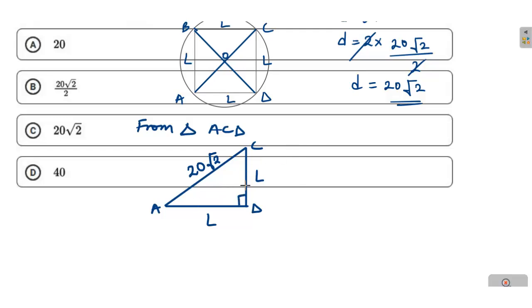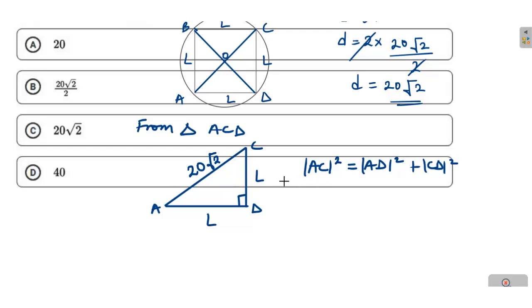This angle is 90 degrees automatically. Each interior angle of a square is 90 degrees. So we are going to use the Pythagorean theorem to determine each of these lengths. According to the Pythagorean theorem, the square of the hypotenuse is equal to the sum of the squares of the other two sides. In that case, AC square is equal to AD square plus CD square.